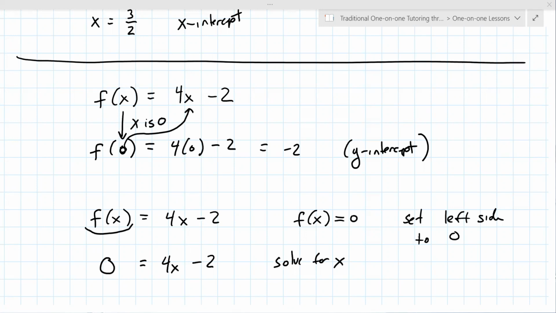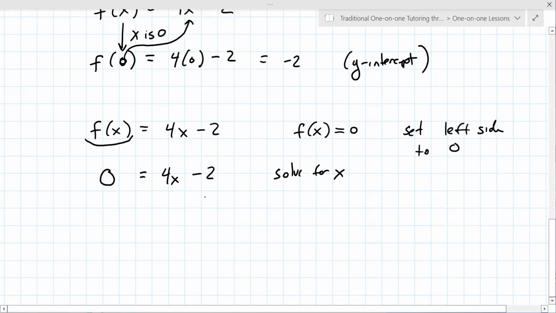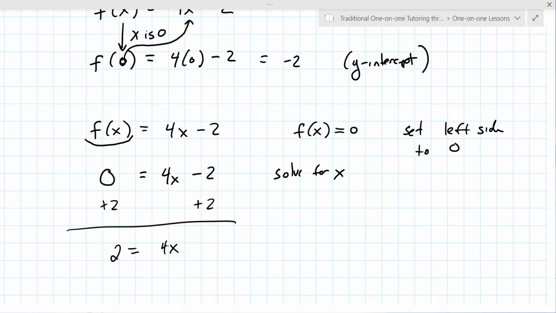I don't know if this is right, but I got x equals 1. It's definitely not 1. It's a fraction. What did you do first to solve it? I added 2 on each side. Good, that's correct. So 2 equals 4x. Now, how do you undo? Wait, I thought 4. Oh my gosh. Yeah, I messed up doing that.